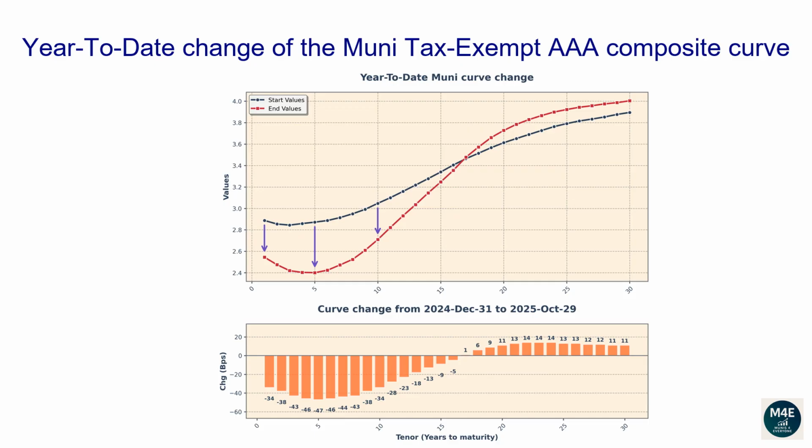The 1-year tenor changed -34 basis points. The 2-year tenor changed -38 basis points. The 5-year tenor changed -47 basis points. The 10-year tenor changed -34 basis points. The 20-year tenor changed 11 basis points. The 30-year tenor changed 11 basis points.